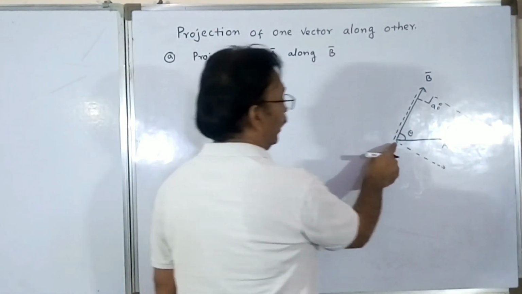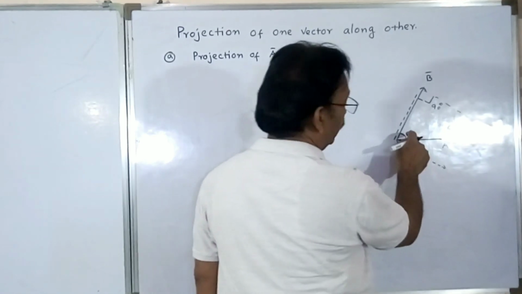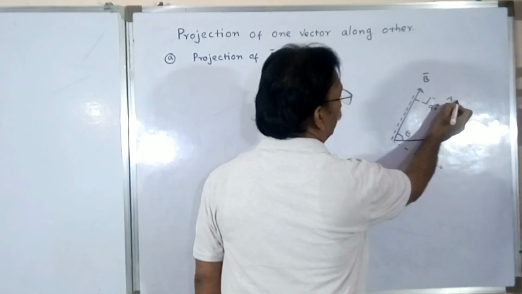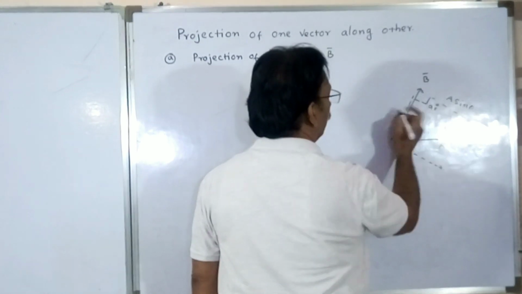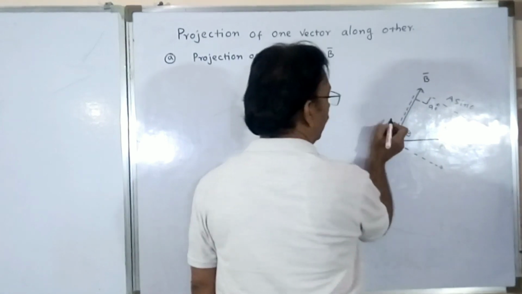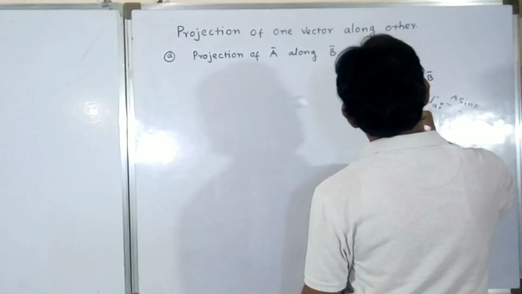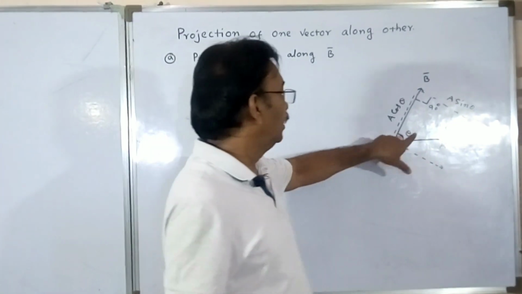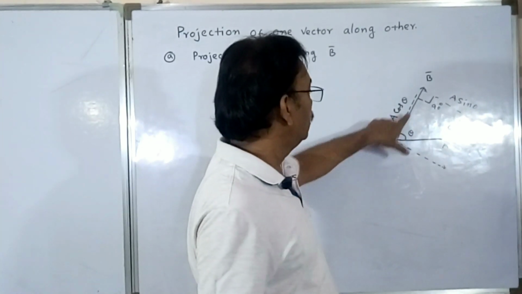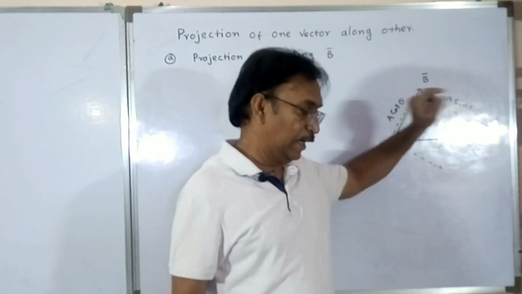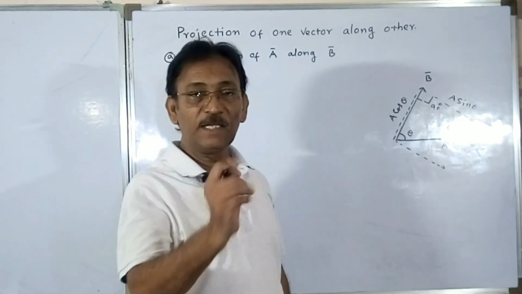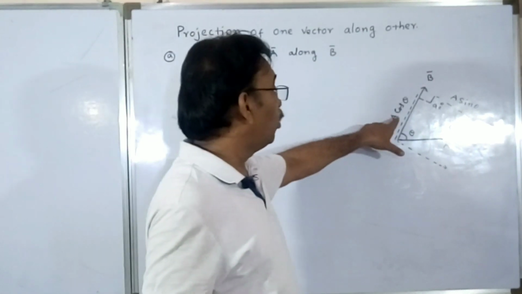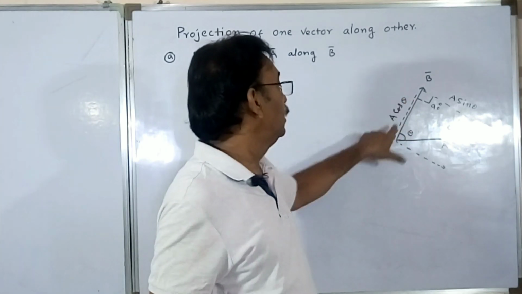Then the component which is opposite to theta is A sine theta, and this one is equal to A cos theta. This vector A is resolved into two components, one along the horizontal and the second along the vertical. He is asking for the component of A along B. This is the component of A along B, that is A cos theta.